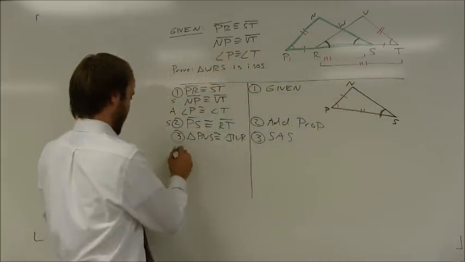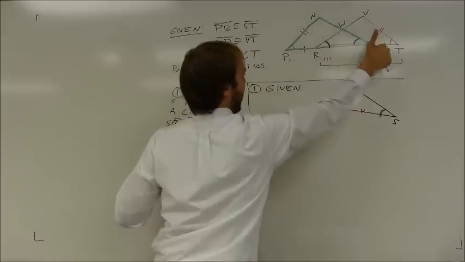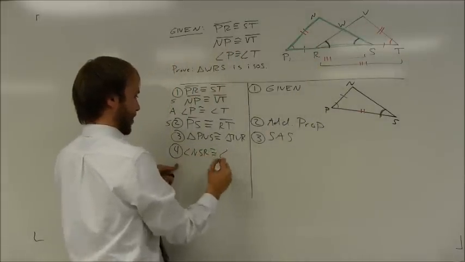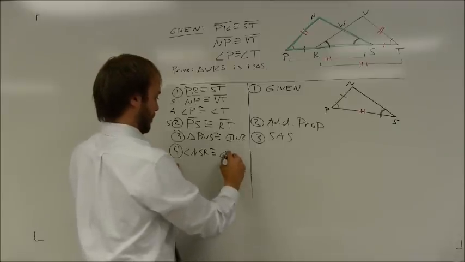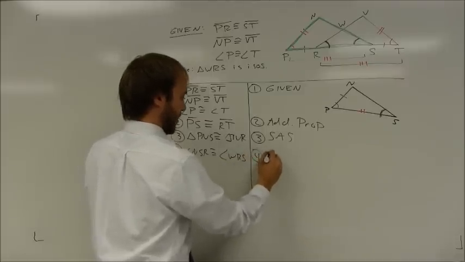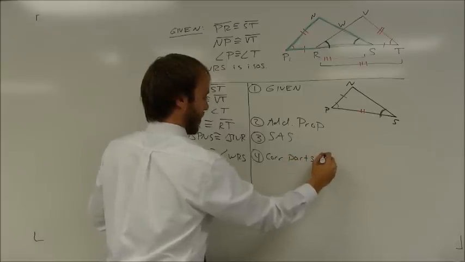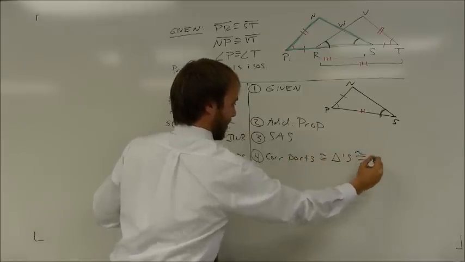So, I'm going to state that angle NSR is congruent to angle WRS. Okay, those are corresponding parts of congruent triangles that are congruent.